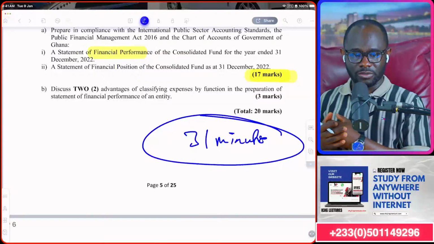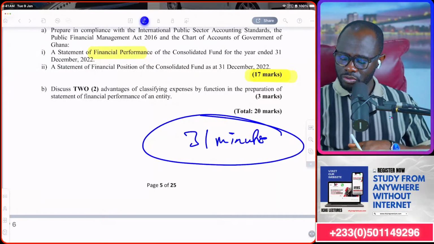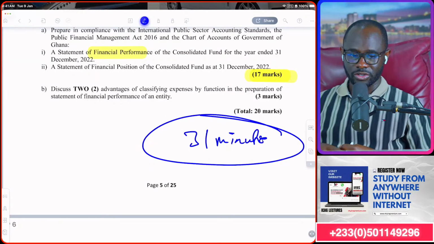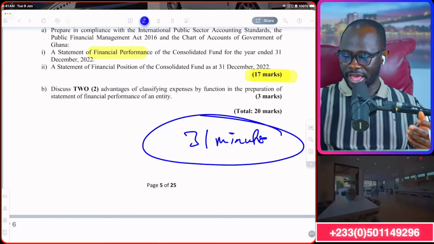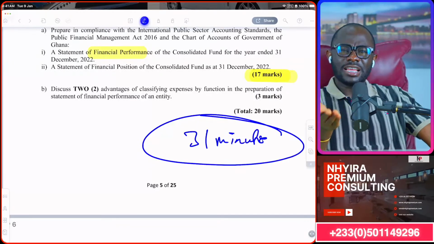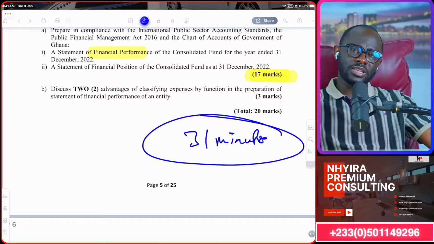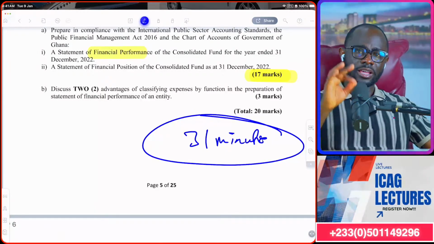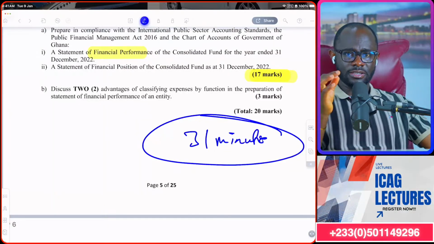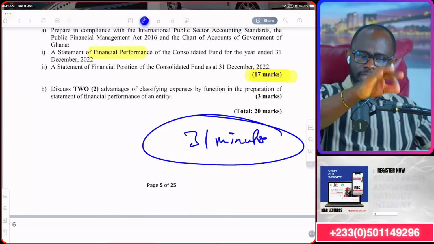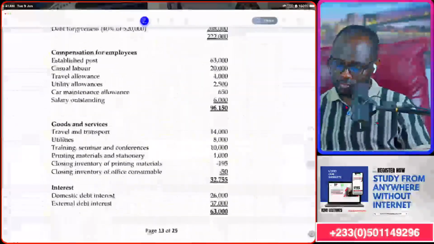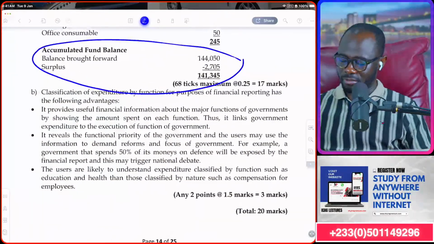Then the B aspect, which is for 3 marks, is discuss 2 disadvantages of classifying expenses by function in the preparation of financial statement. So if we decide to classify expenditures by function, what are the advantages, not disadvantages? That's useful, right? Because if we are classifying expenditures by functions like compensation, like goods and services, like social benefit, like utility reliefs, right? Like public debt interest. You are classifying expenditures according to function. So what are some of the points here? Let me just go there and then discuss some of the points that were mentioned there for you.